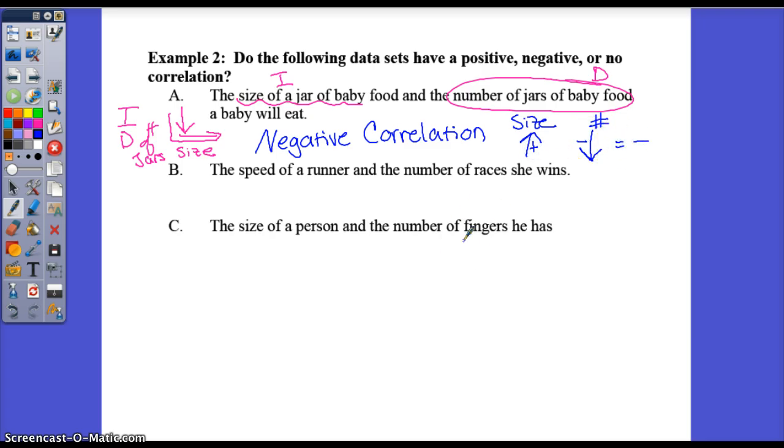How about the speed of a runner and the number of races she wins? What is my independent variable? Does the number of races they win depend on the speed, or does the speed depend on the number of races? Well, I think that the number of races depends on their speed, so this would be my independent. So I'm just going to go ahead and say speed and wins. As the speed increases, what do you think is going to happen to their number of wins? That will also increase. So this is a positive correlation.